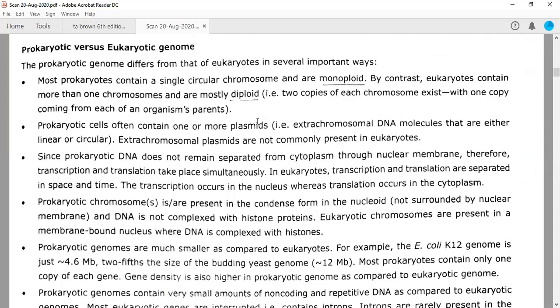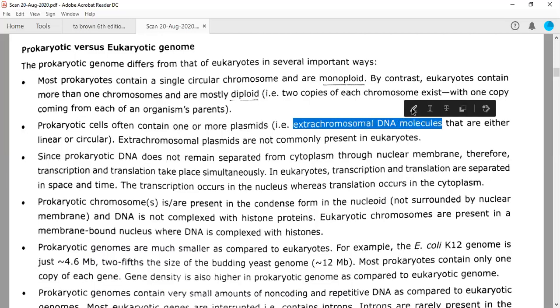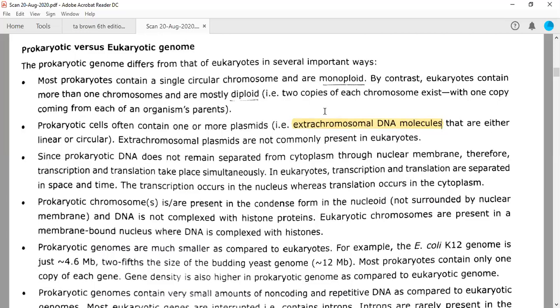Prokaryotic cells often contain one or more plasmids. Now, plasmids, as we had discussed, are extra chromosomal DNA molecules which can replicate independently. They exist independent of the bacterial chromosome. Extra chromosomal plasmids are not commonly present in eukaryotes. Mostly, eukaryotes do not have this type of extra chromosomal plasmid.